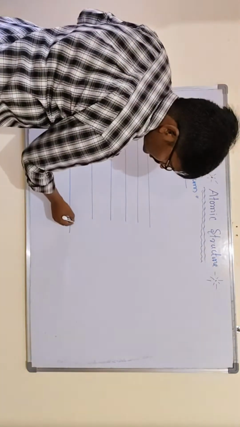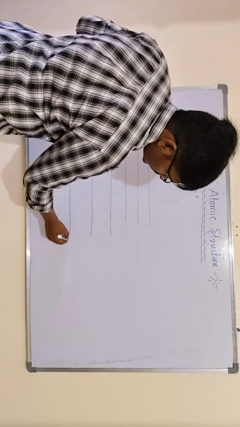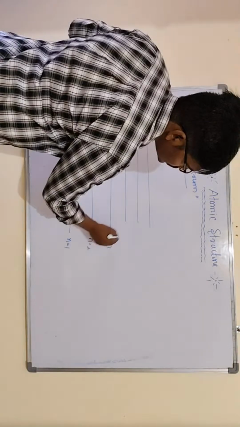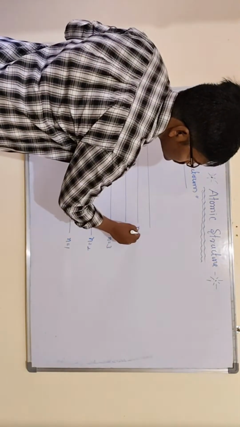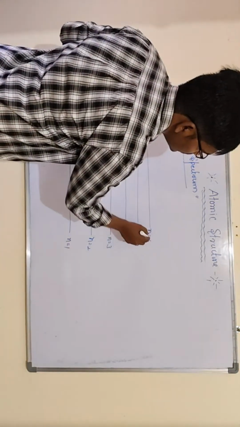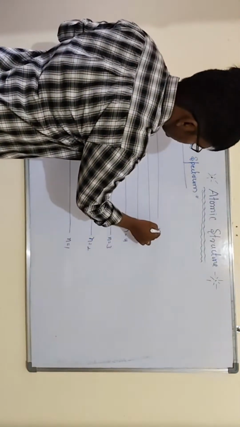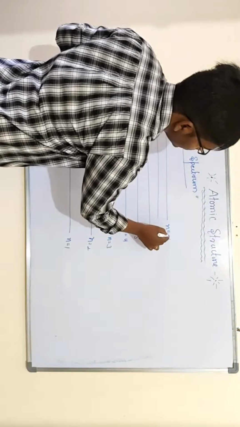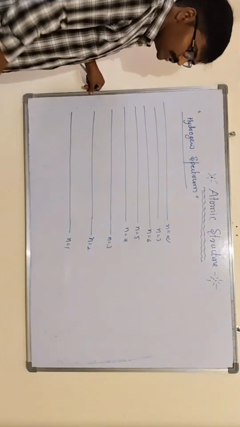So these are orbit numbers. n equals 1, then n equals 2, n equals 3, n equals 4, n equals 5, n equals 6, then n equals 7, then at last n equals infinity. Infinite number of orbits are present.